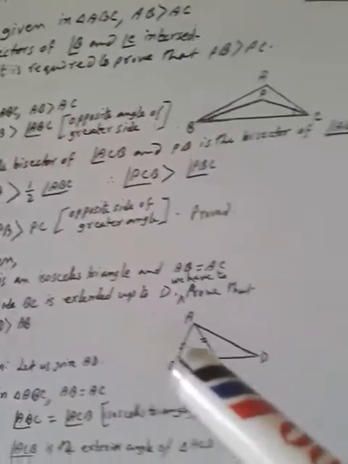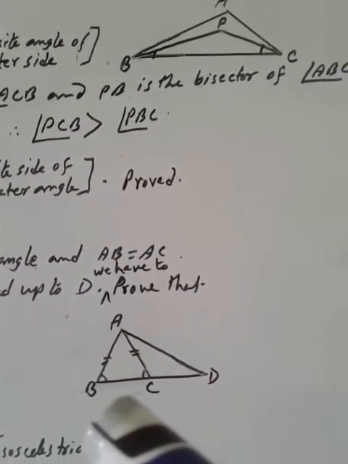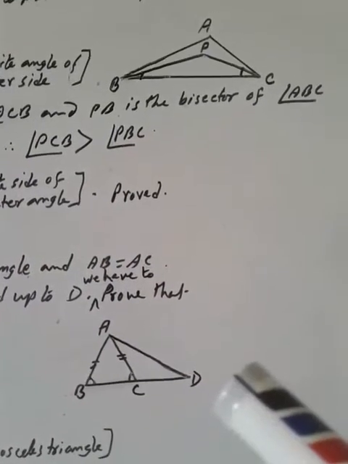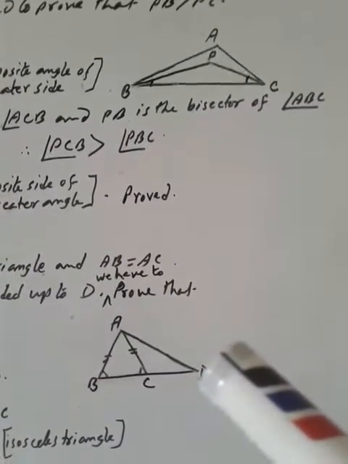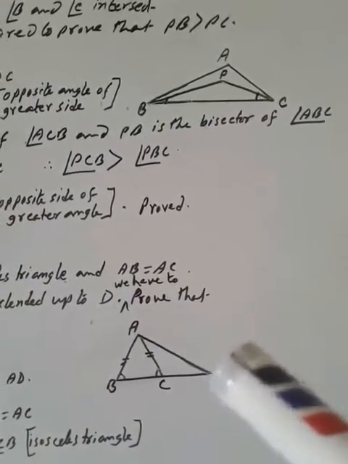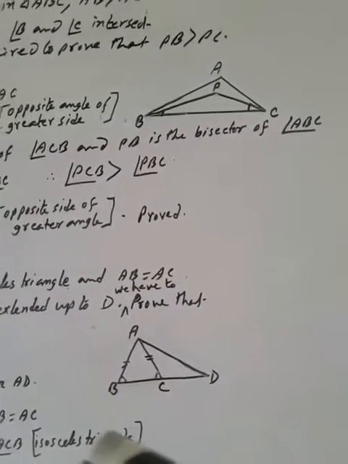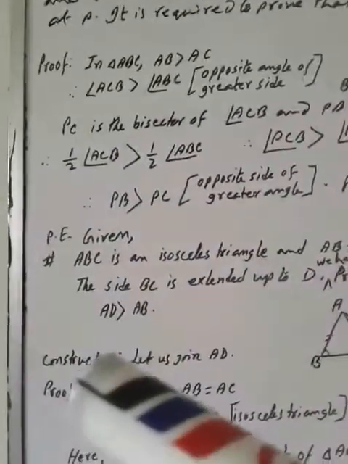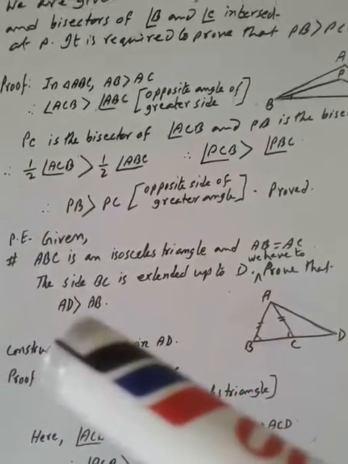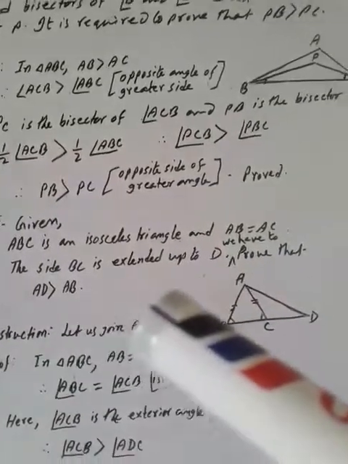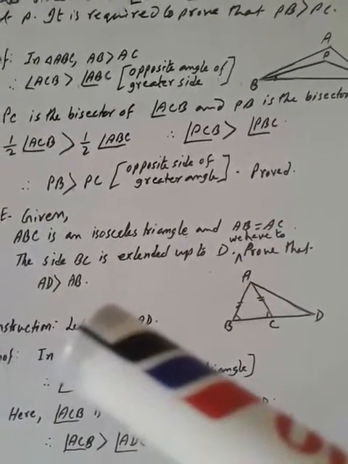ABC is an isosceles triangle, and BC is extended up to D and AD is joined. We have to prove that AD is greater than AB. See the question. ABC is an isosceles triangle and AB equals AC. The side BC is extended up to D. Prove that AD is greater than AB.